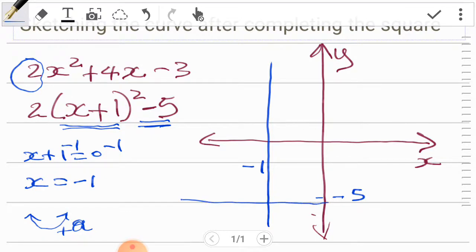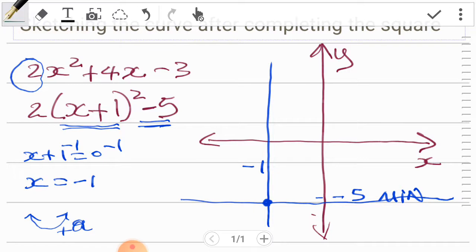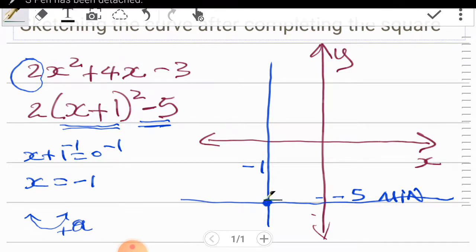So here it is. We're putting on our minimum value down here, negative 5. Where the minimum value and the axis of symmetry meet, this is where we're going to have the point of turning. We are aware that it's going to be a smiley curve because a is positive. So let's look at what the curve is going to be. We're going to get a smiley curve here.